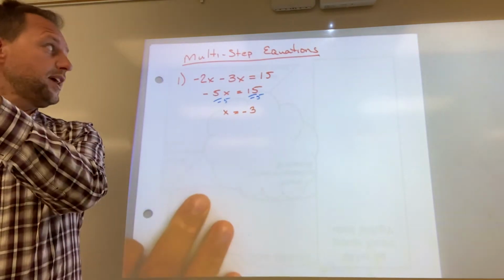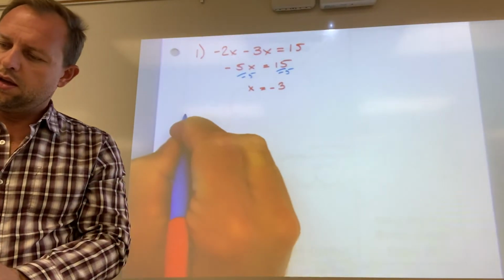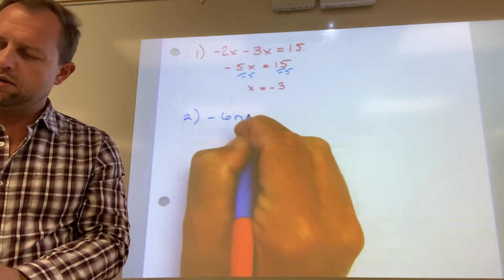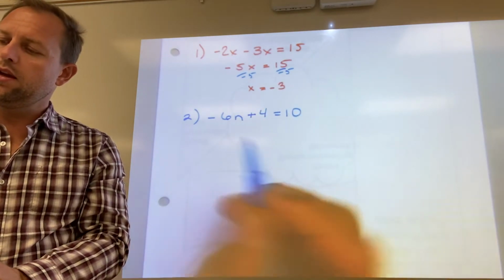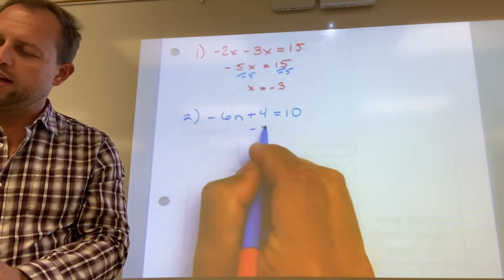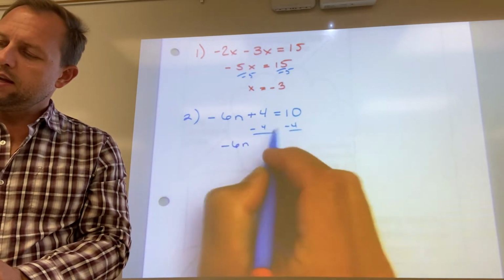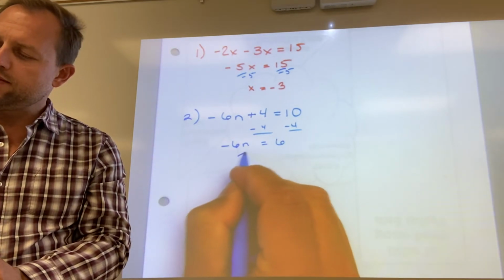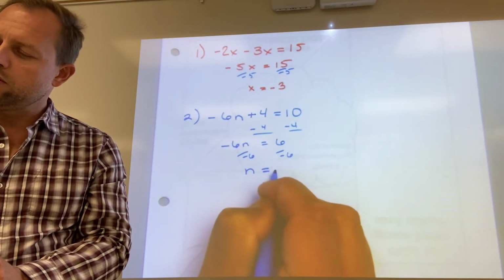For our second equation, negative 6n plus 4 equals 10. To get the variable term by itself, we're going to subtract the 4 from both sides. Negative 6n is equal to 6. Divide through by the negative 6, and we're left with n equal to negative 1.